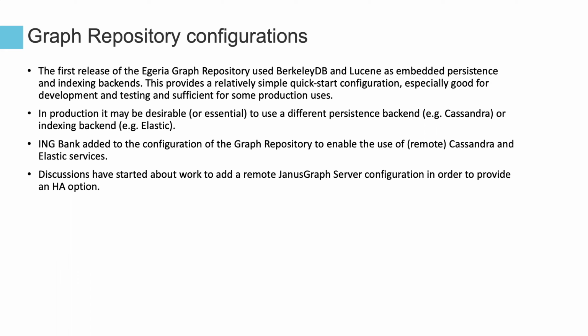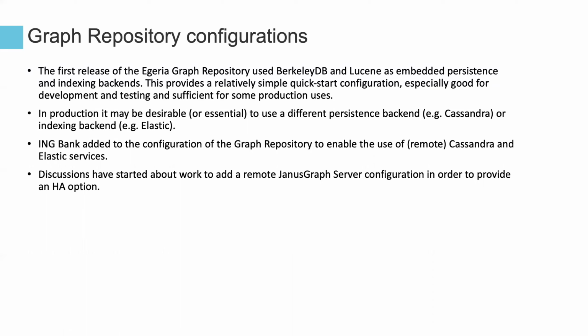It's quite nice in that this is an entirely embedded topology. So you just need to start the Egeria server with the appropriate config. You set the repository mode to graph, basically. I'll show you that in a minute. And when you start the server, if we haven't already run that server, a Berkeley database and a Lucene index will both be created and will be used. So it's very good for quick start. It's great for development and testing. And it's probably sufficient for some production uses.